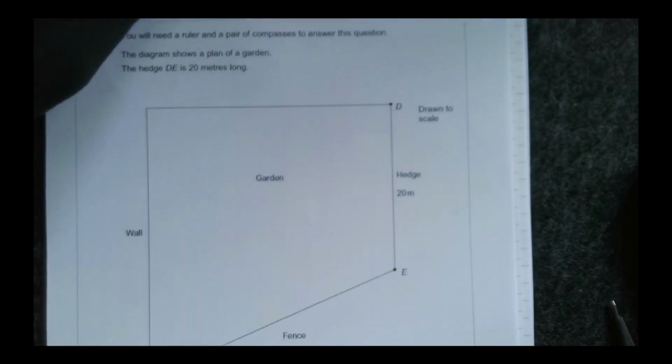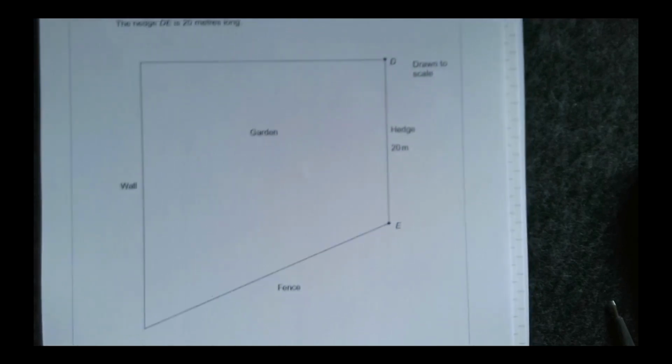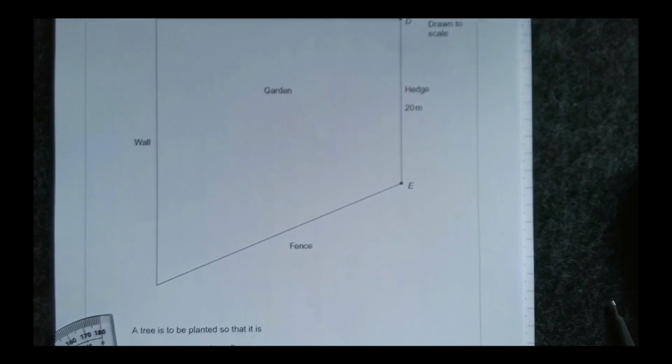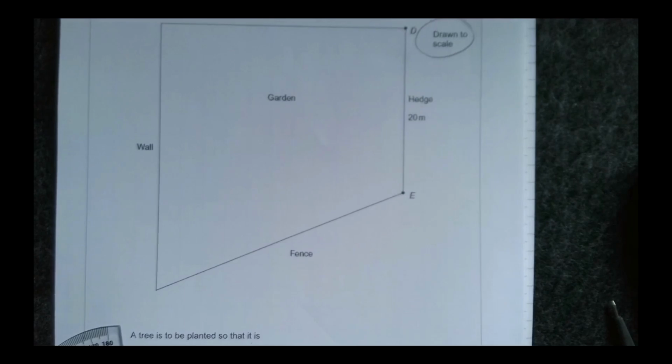Then moving on to our next question. Here, let's just have this on screen. So we just move this down. It says you will need a ruler and a pair of compasses to answer this question. The diagram shows a plan of a garden. The hedge DE is 20 meters along, and here we've got our scale drawing of the diagram. Notice how the diagram does say that it is drawn to scale.